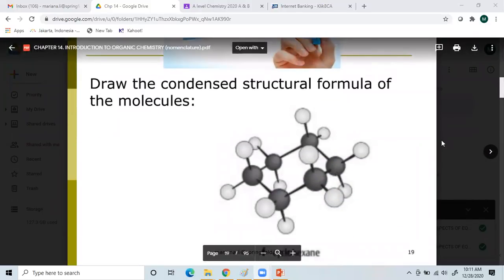Next question. Okay, this is a cyclic compound. Okay, so what's the answer? I will start from this. Okay, this is CH2. And then this CH2 connected to another CH2. Look how I make the line, okay, to show that the C is connected to the C, not to the H. And then this connected to CH2, CH2, CH2, okay? So like this, CH2, CH2, CH2. Okay, so this is how we draw the condensed structural formula for this molecule.